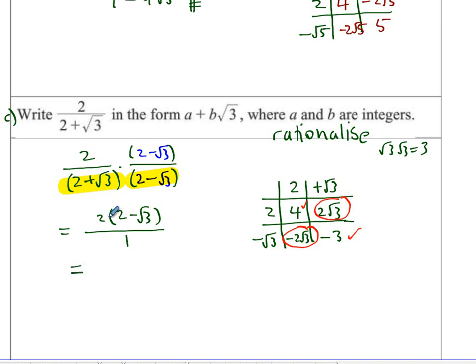And what is your answer? 2 times (2 minus root 3). But because they want the answer in this format without a bracket, you just expand the bracket. 2 times 2 is 4. 2 times minus root 3 is negative 2 root 3. There you go. That's your answer.